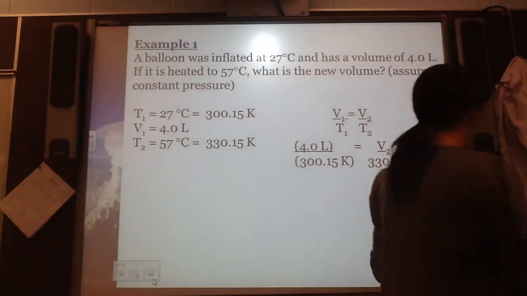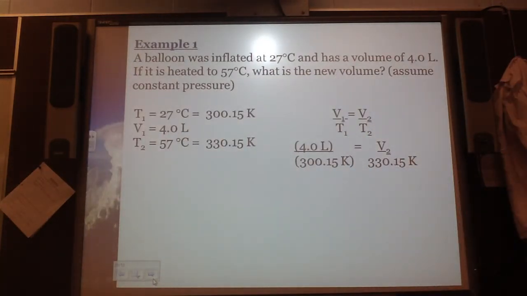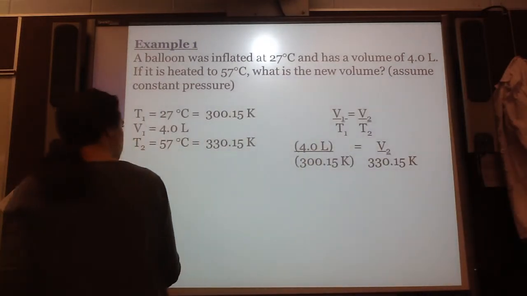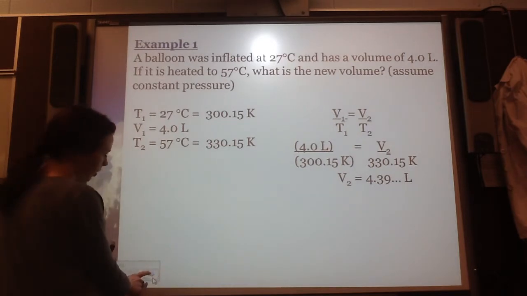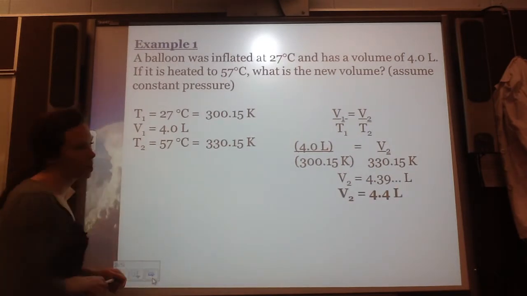So you rearrange to solve for V2. So V1 over T1 equals V2 over T2. All right, so V1 times T2. Okay, and you solve for V2. So 4.39 liters, so to sig digs is 4.4.